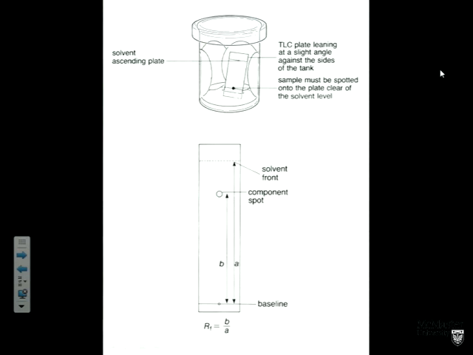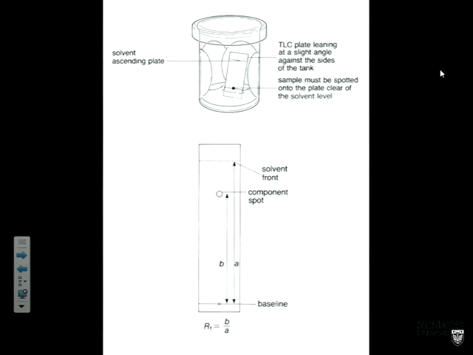So remember here that the sample must be spotted up the plate enough that it doesn't sit below the level of the solvent in the tank. So we arrange everything this way. The solvent ascends up the plate. And now we get exactly the same partitioning that we had in the chromatography column.